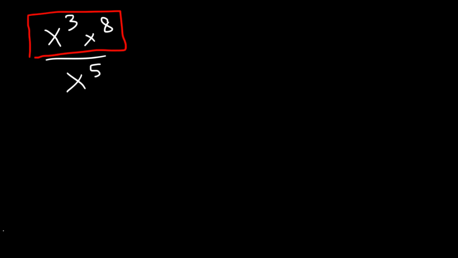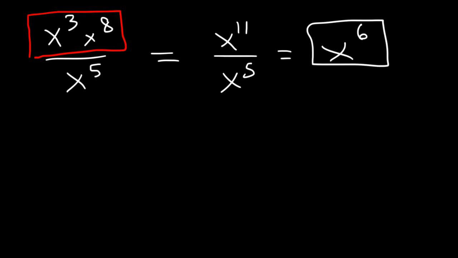Now what is x cubed times x to the 8th divided by x to the 5th power? So to begin, in order to simplify this expression, let's multiply x cubed by x to the 8th first. 3 plus 8 is 11. Now at this point we could divide. 11 minus 5 is 6, and so that's going to be the final answer.